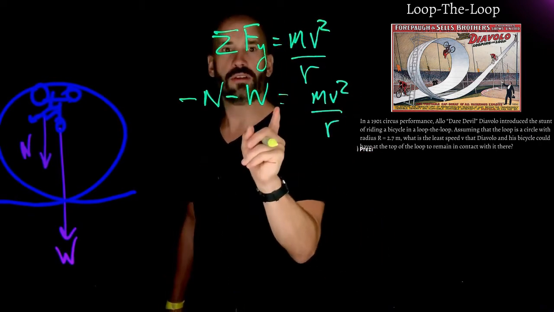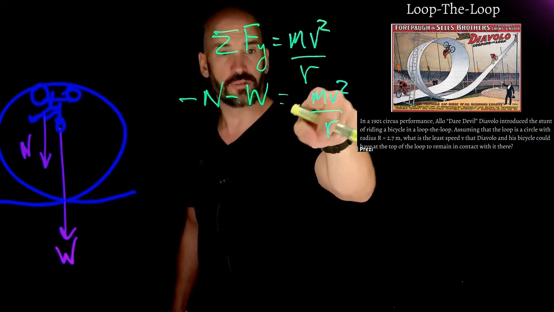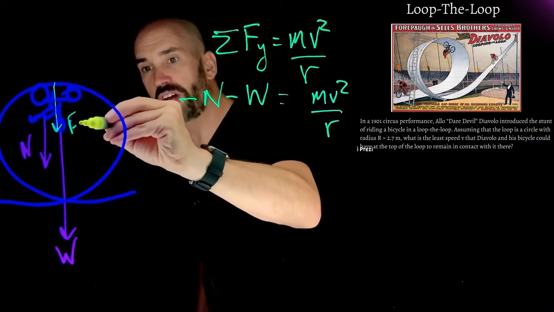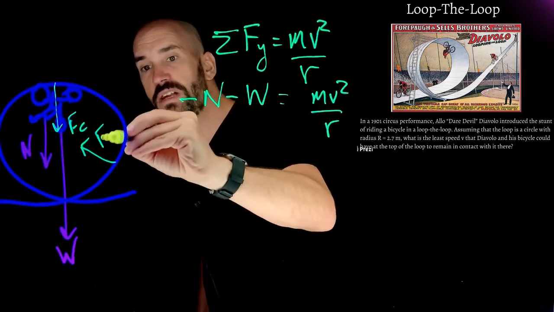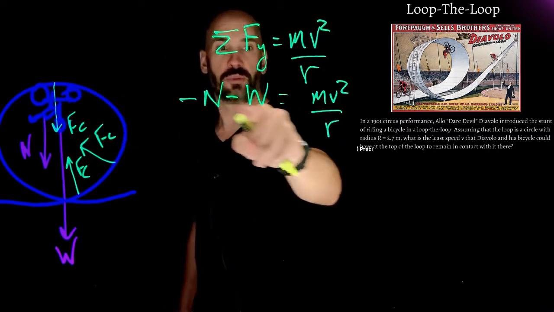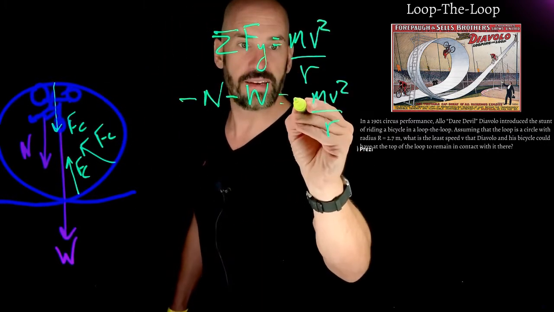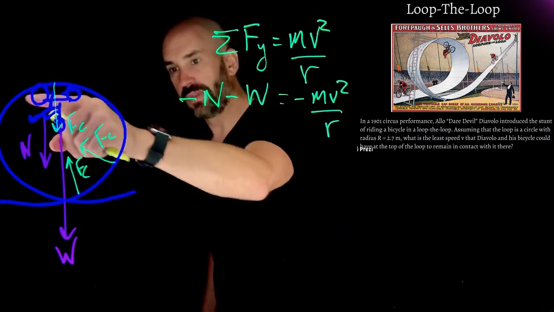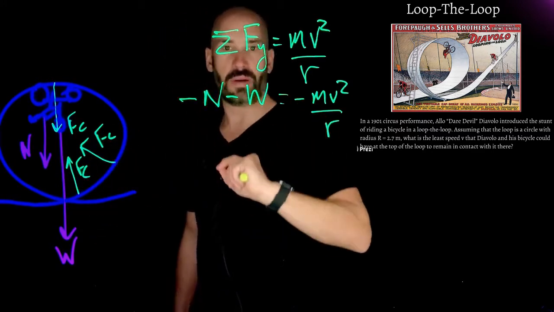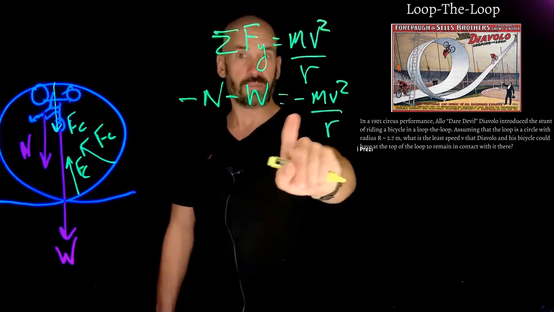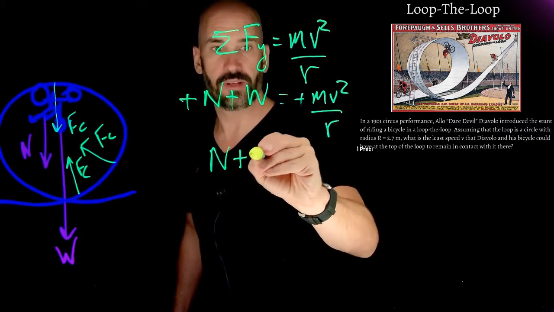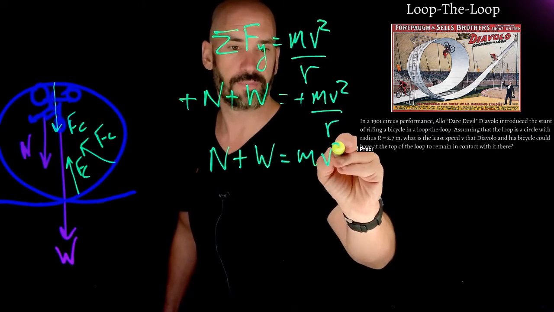But it's important to know that centripetal force always points inward, so you need to reflect that when you're making this equation. If you're here and your centripetal force is pointing downward, that's going to be a negative centripetal force. Whereas if it were at the bottom, centripetal force would be pointing up, toward the center, and it would be positive. But that's beautiful because we can just make this positive, positive, positive. We can just rewrite this as N plus W equals mv squared over r.